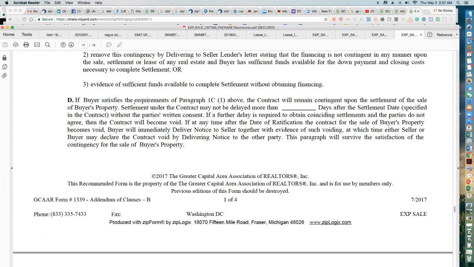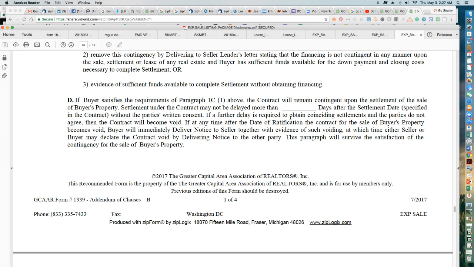If buyer satisfies the requirement, then what happens? The contract will remain contingent upon the settlement of the sale of the buyer's property. And settlement upon the contract may not be delayed more than how many days after settlement, unless the parties, of course, write and say, okay, we'll wait longer.